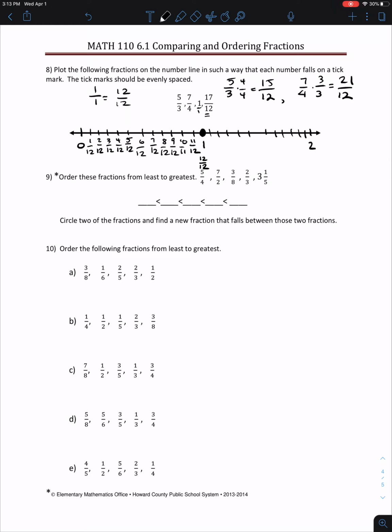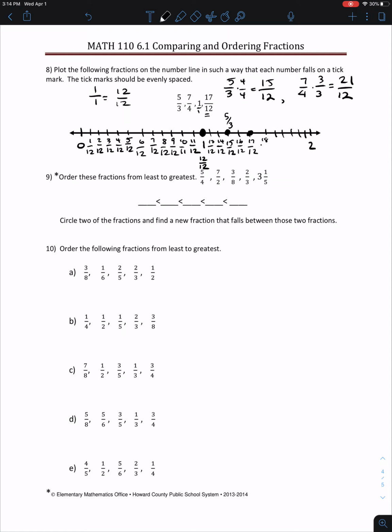So 15/12, 21/12, and 17/12. It looks like I still need to keep counting. So in this case, the very first one will be 13/12, 14/12, 15/12. So there's that one. And remember, this is the same thing as 5/3. So 16/12, 17/12. So that's going to go there.